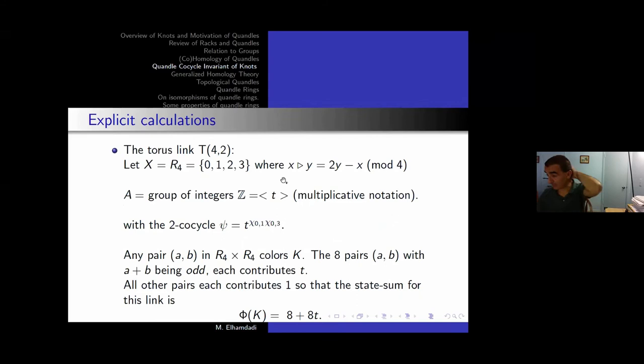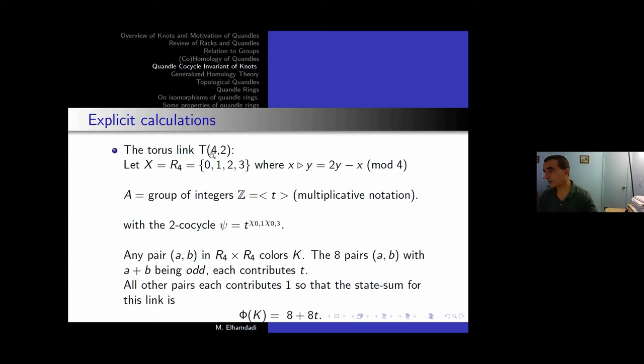Here are some computations again for some small knots and using some nice easy quandles. Take the torus link T(4,2), basically take two strings and braid them, put four crossings in them. The operation is just 2y minus x. I take A to be the group of integers generated by t. Here is an explicit cocycle. And then I compute the quandle cocycle invariant for this. It ends up to be 8 plus 8t. The total number of colorings is 16.